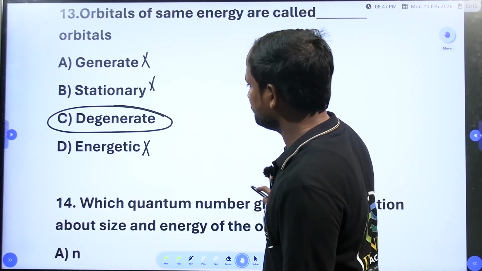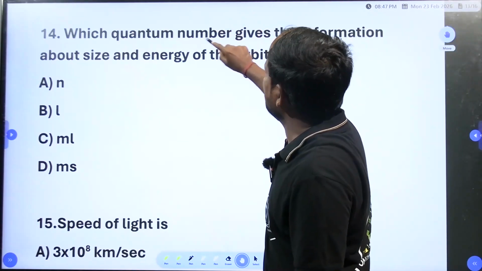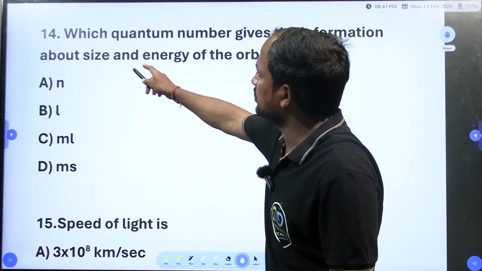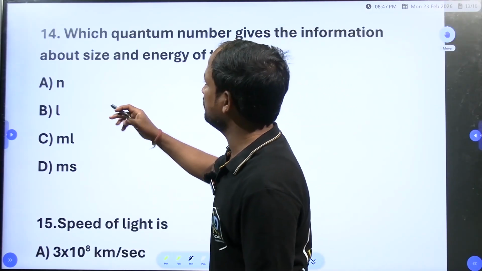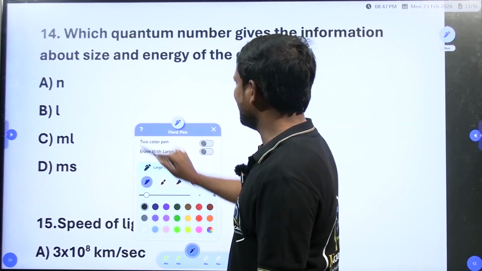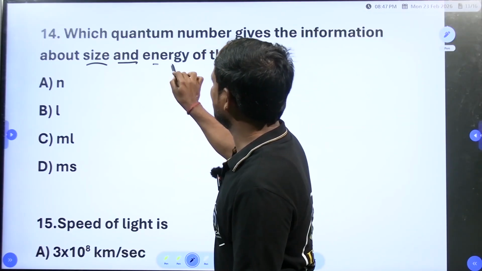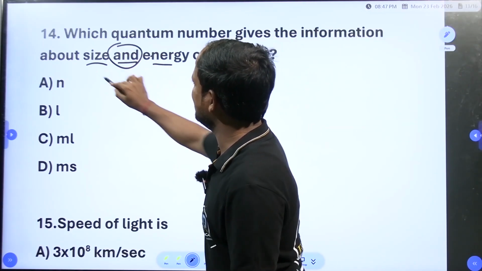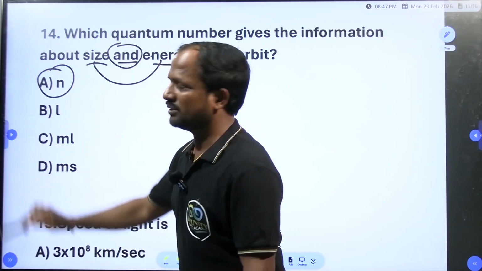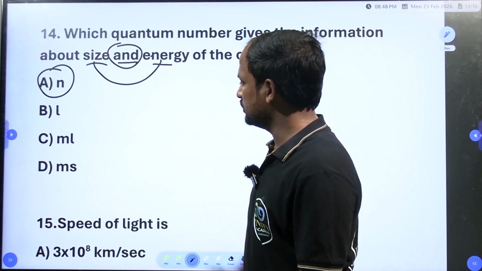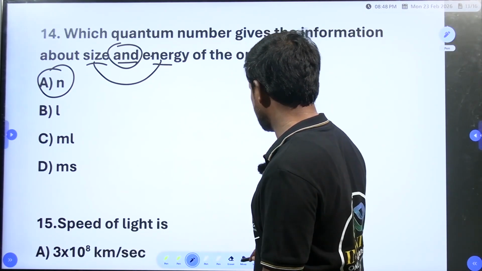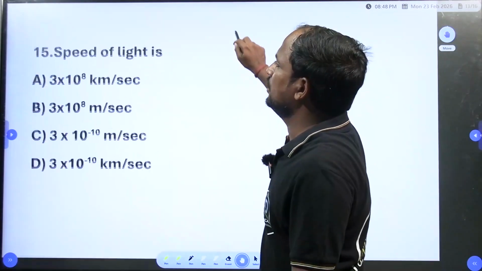Equal energy levels. Next, which quantum number gives the information about the size and energy? Size and energy, principal quantum number. Okay? So principal quantum number is the answer. So next question, 15th question.